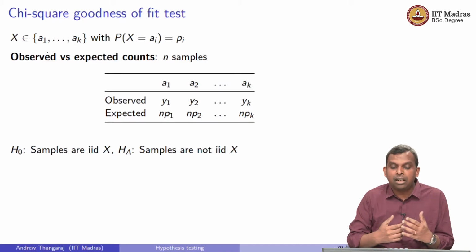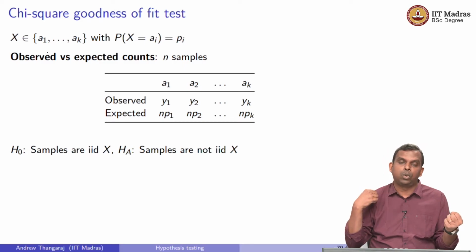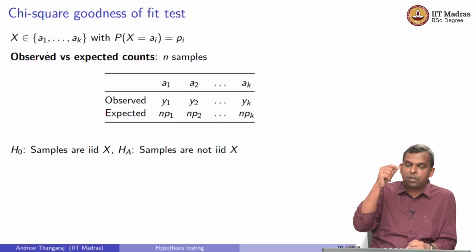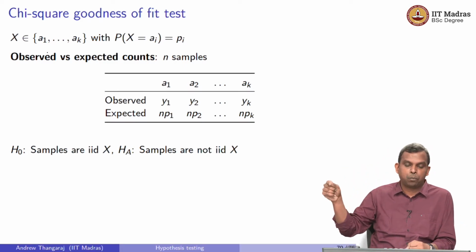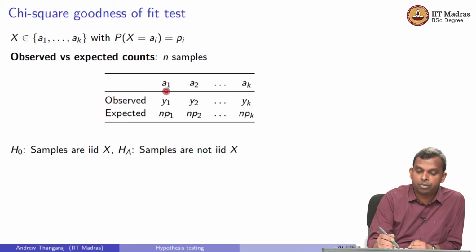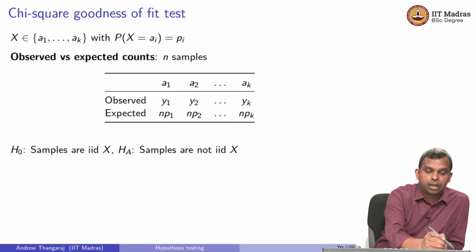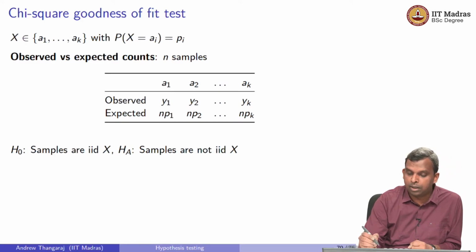Okay. And then we take n samples and do this observed versus expected count. The possible values are A1, A2 through AK. The observed values, actually what you saw, the observed counts. So these are the possible values for AK. The observed count, the number of A1 in the sample, ends up being this. So for instance, YK is the number of AK in n samples.